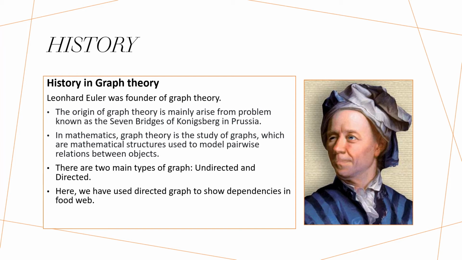In mathematics, when we want to model pairwise relations between objects, we use graph theory, which is the study of graphs. Mainly there are two types of graph, undirected and directed. In our project, our aim is to know who eats whom. So directed graph was useful. So we have used directed graph for showing dependencies in the food web.